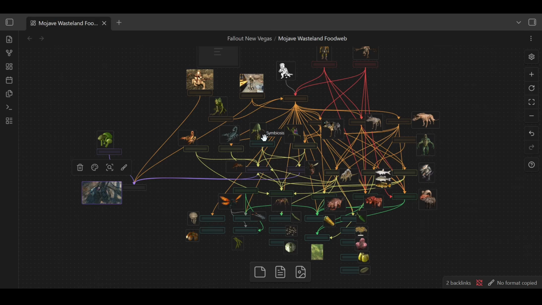There's still dangers, obviously, the Deathclaws and fiends and all the rest of it, but food is more readily available, not just for the people, but for the other animals as well.